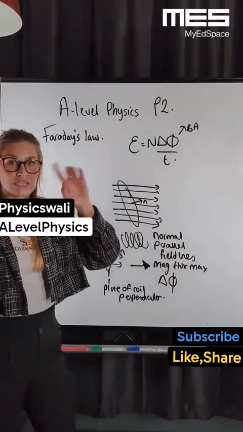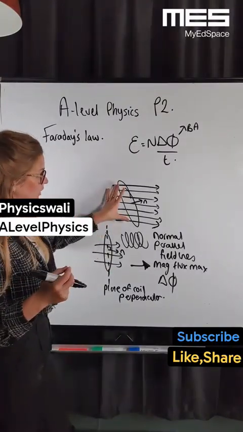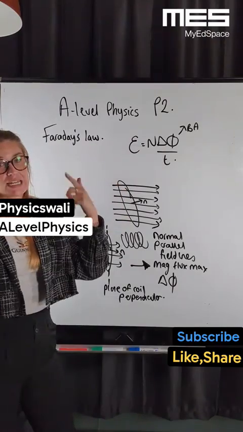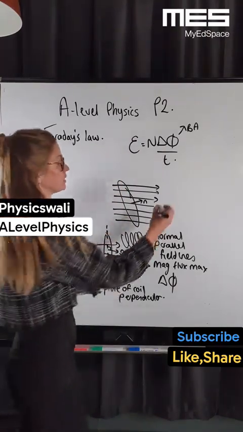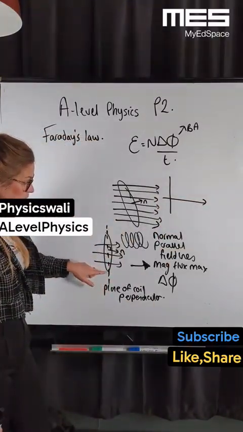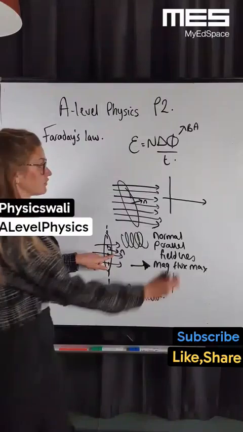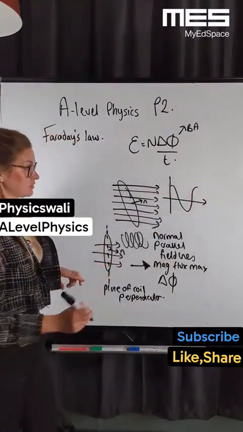Normally we have a rotating coil of wire inside a magnetic field. So here's my coil of wire, and what happens is you have it rotating inside that magnetic field. So you're going to get a changing magnetic flux. Let's say we start with the magnetic flux at a maximum, with the normal parallel to our field lines. The magnetic flux will change over time as we rotate it.